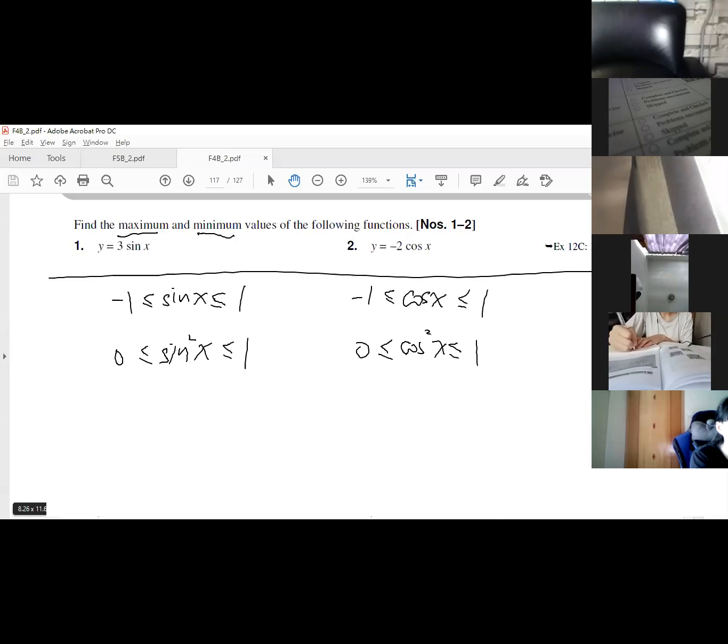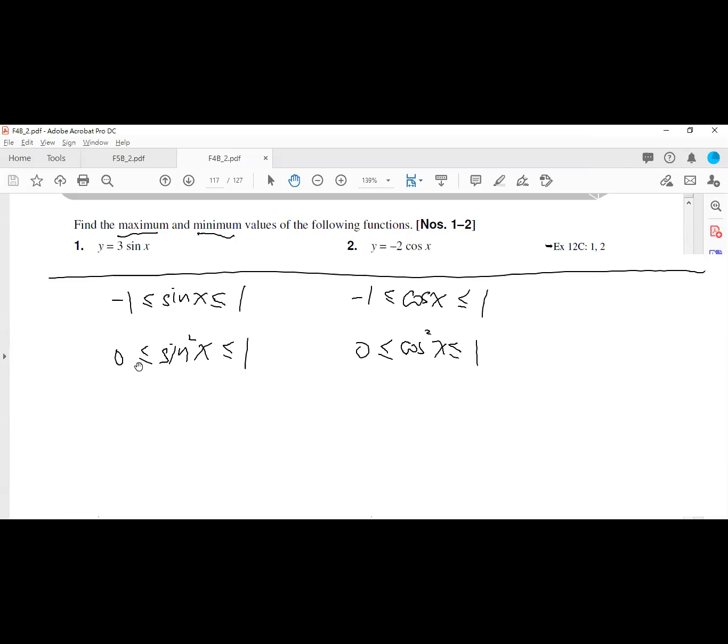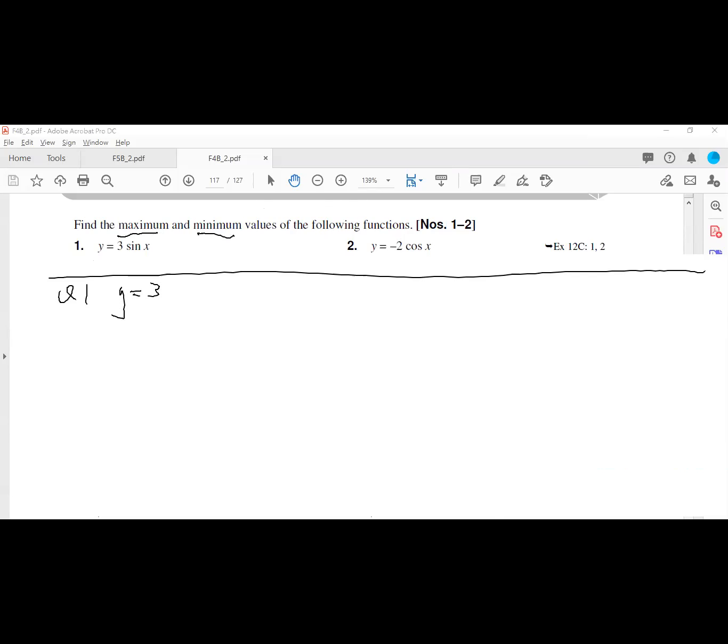So we always start from one of the following 4 inequalities when we are doing maximum values or minimum values. But how to do it? Let us start doing number 1. Let me clear this first. Number 1, y equals 3 sine x, and there is nothing to be simplified.